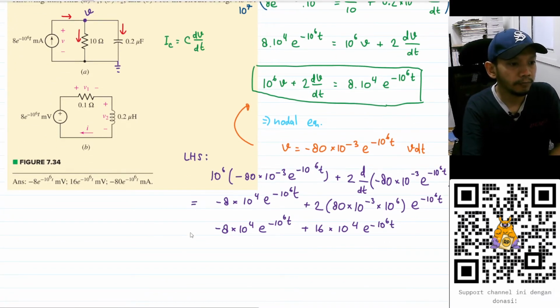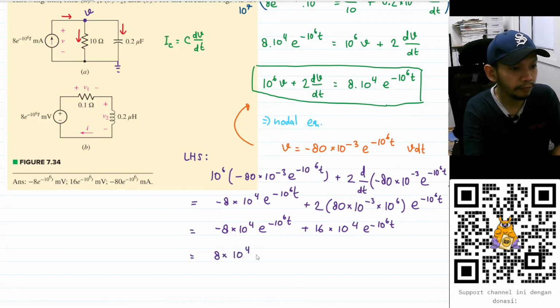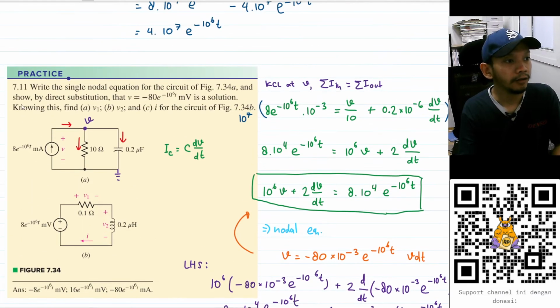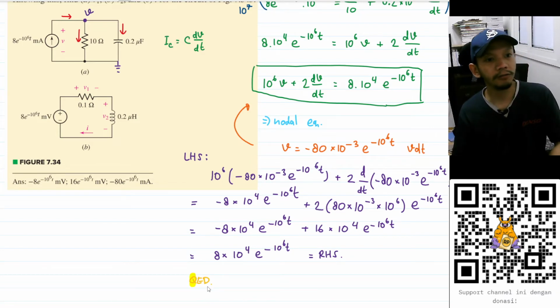Now we can just add them up. Minus 8 plus 16 will be 8, right? So I'll have 8 multiplied by 10 to the 4 e to the minus 10 to the 6 of t, and that equals the right hand side. So we have shown that this is a solution of our differential equation. QED. Okay, so now what's next?